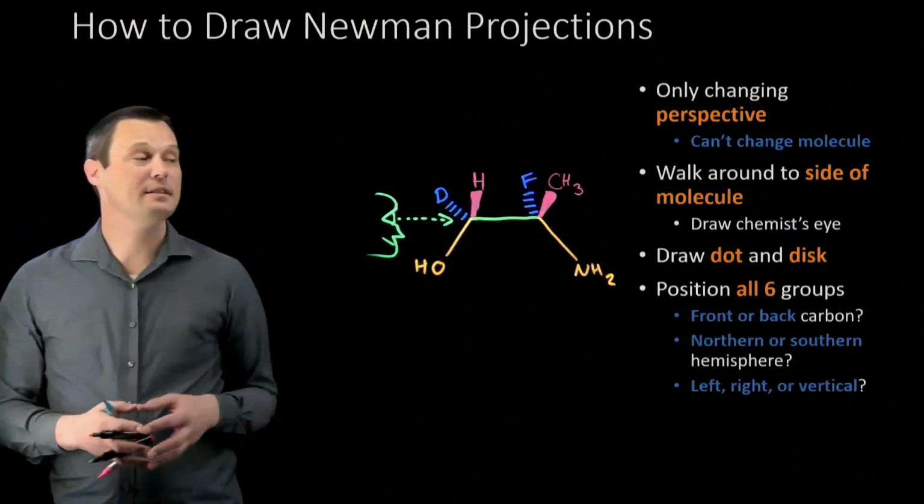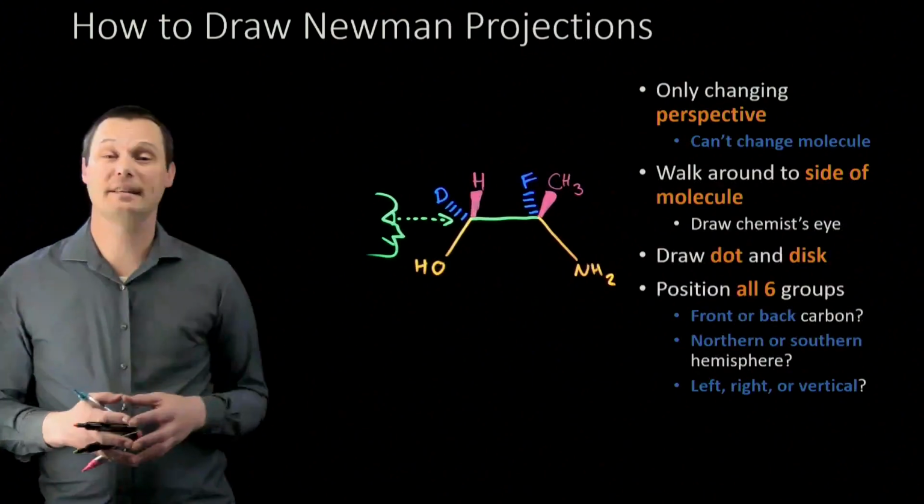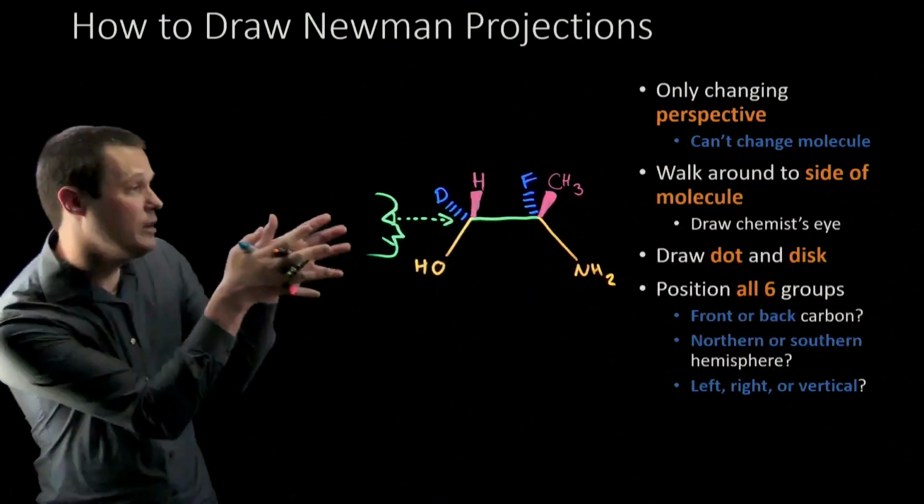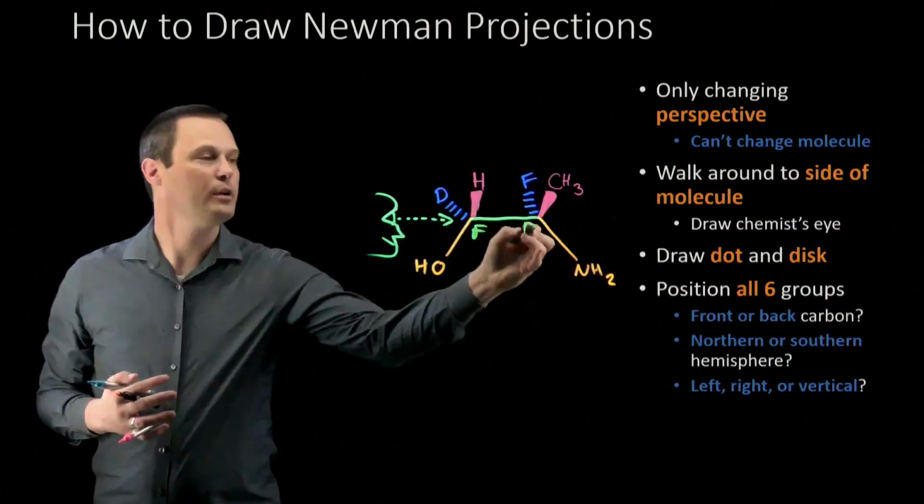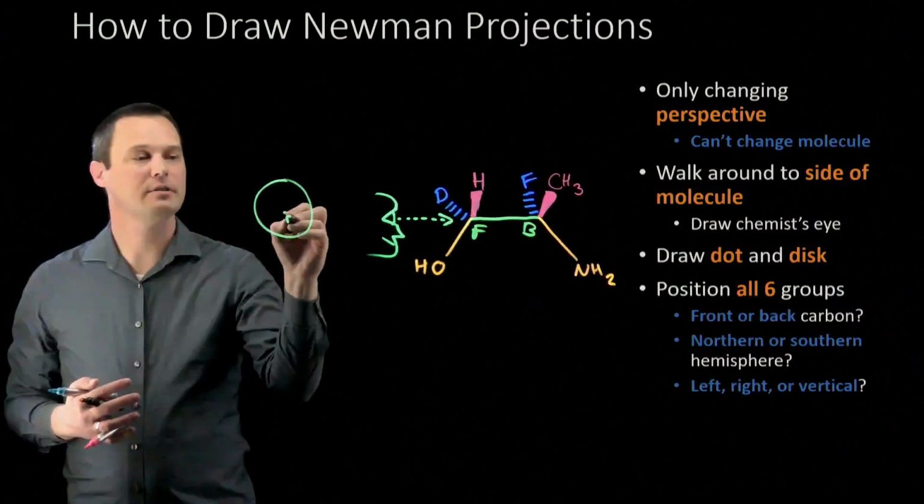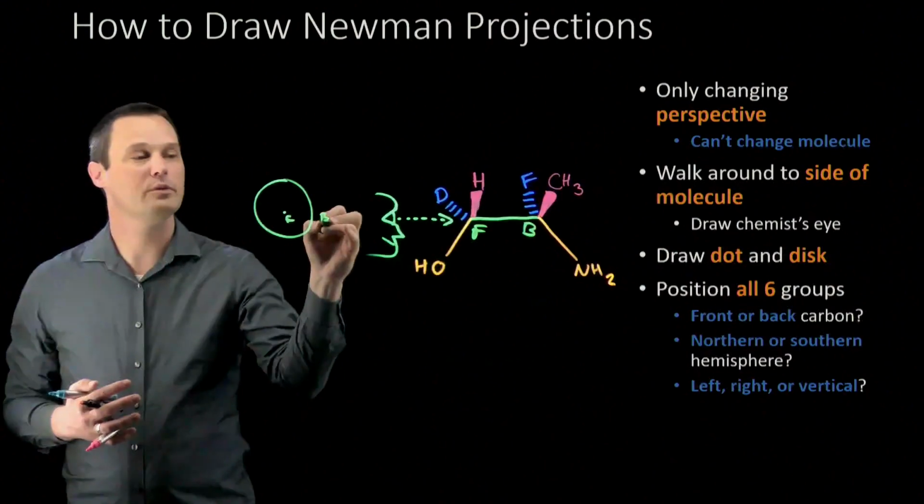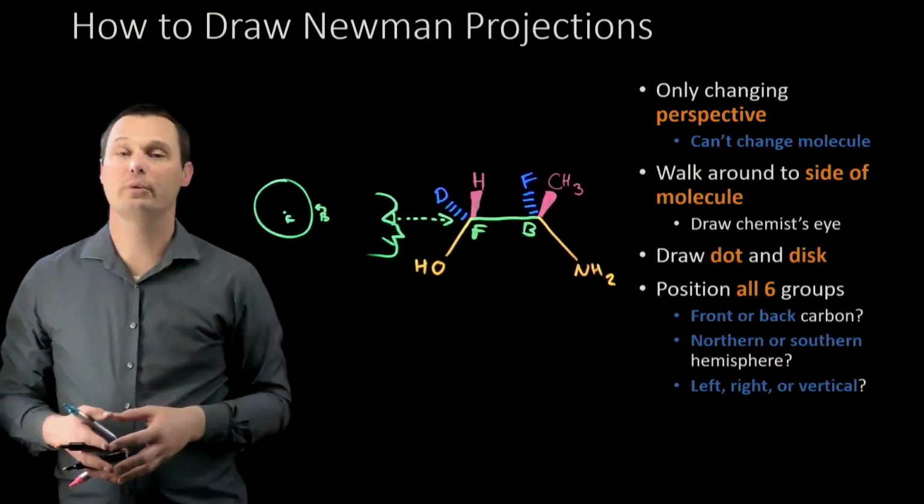Let's look at this next example to see how the Newman projection changes a little bit. The good news is the process is exactly the same. We're still going to position ourselves in line with that bond, looking down that bond. That's going to make one carbon the front carbon and one carbon the back carbon. We're still going to start with our dot and our disk, with this carbon being the front carbon and the back carbon is the one that we can't see. And we're still going to use our guiding questions to put all 6 groups around the ring.